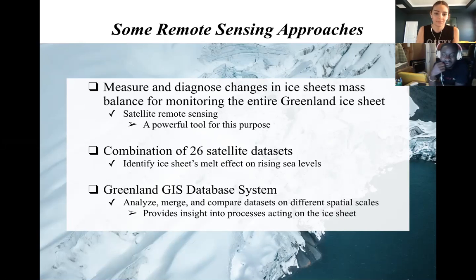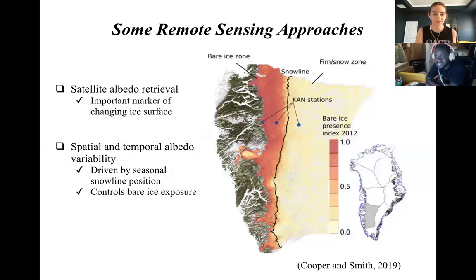So currently the Greenland ice sheet database, the GIS database system, was designed to help analyze, merge and compare data sheets on different spatial scales and compare with geo-referenced satellite images or aerial photographs of the ice sheets to help provide insight into the various processes acting on the ice sheets. So this multifaceted approach involving remote sensing, as well as field-based observations, is reported to be the only feasible option to monitor the entire Greenland ice sheets.